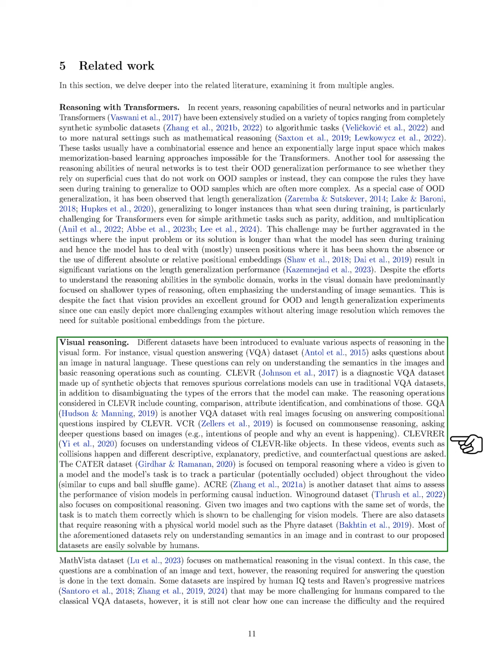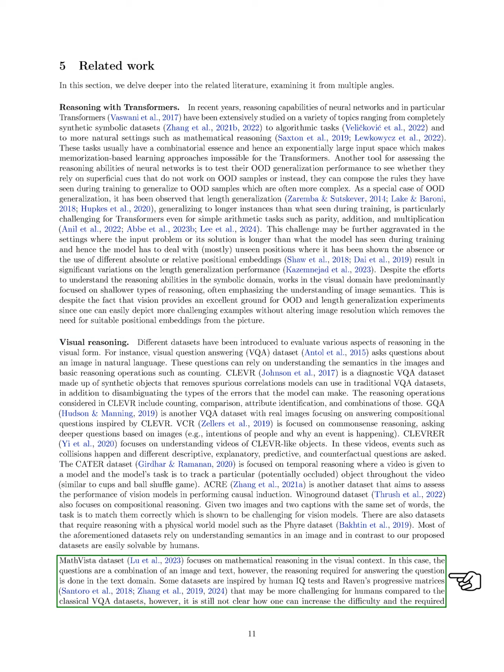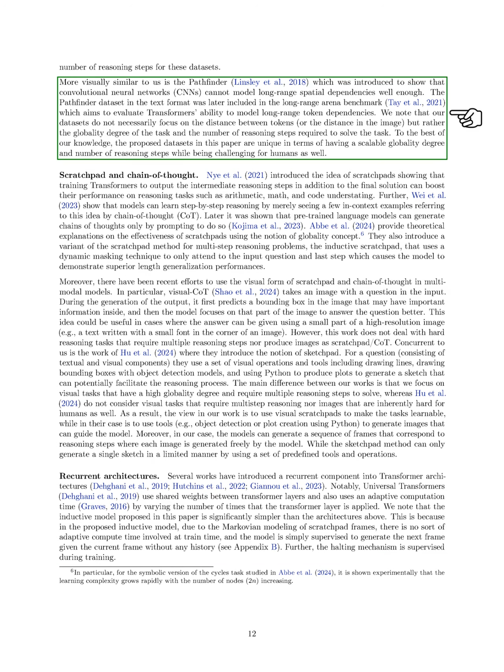proposed datasets. The MathVista dataset targets mathematical reasoning in a visual context, combining images and text, but the reasoning is primarily text-based. Some datasets draw inspiration from human IQ tests, but it remains unclear how to increase their difficulty and reasoning requirements. The Pathfinder dataset demonstrates that convolutional neural networks struggle with long-range spatial dependencies, and it was later included in the Long Range Arena benchmark to evaluate transformers' ability to model these dependencies.